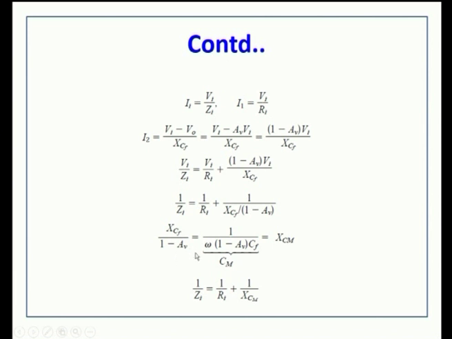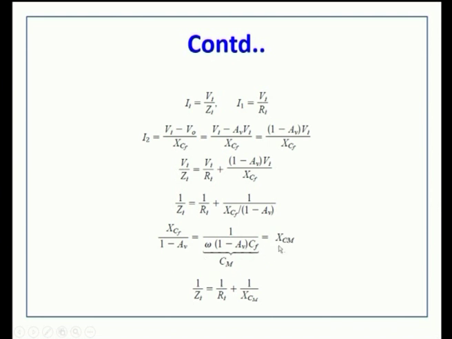We know that XC, the capacitor reactance, is written as 1 by C omega. So, for this XCF, if you put 1 by C omega, it is 1 by CF omega into the term (1 minus AV), where AV is the gain of the amplifier. So, it has been taken as XCM. If (1 minus AV) into CF is considered as CM, then the entire term will be XCM. So, the bracket has to be 1 minus AV into CF, not including this omega, since XCM is 1 by omega CM. That is what you have to note down here.